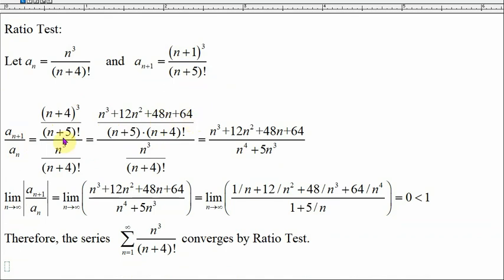(N plus 5) factorial is (n plus 5) times (n plus 4) factorial. This factor (n plus 4) factorial and this factor (n plus 4) factorial will cancel each other out. So on the top, we just get n to the third plus 12n squared plus 48n plus 64. And for the bottom, we get (n plus 5) times n to the third, so we get n to the fourth plus 5n to the third.